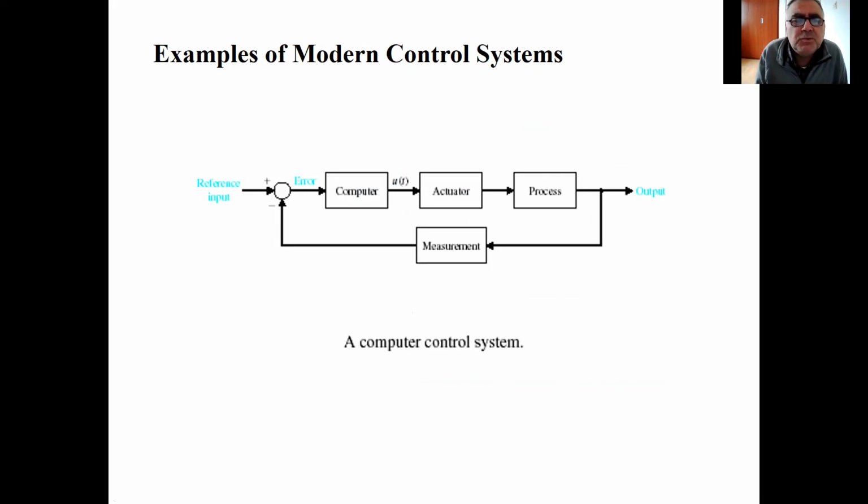What we call a computer nowadays is a microcontroller or a microprocessor. The error signal is sent to the computer, and the signal that drives the actuator comes from the computer. This part of it is digital, but the rest is the analog world. So nowadays we use computer control systems much more commonly than the others.